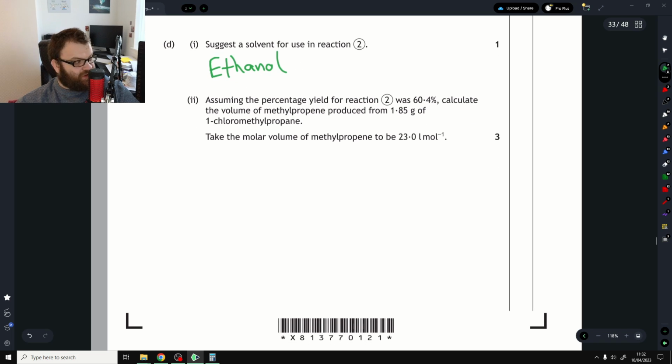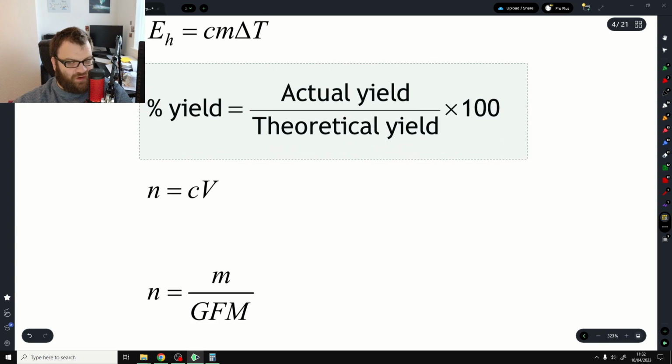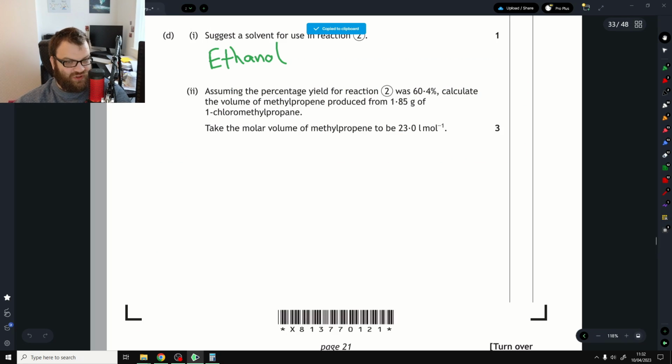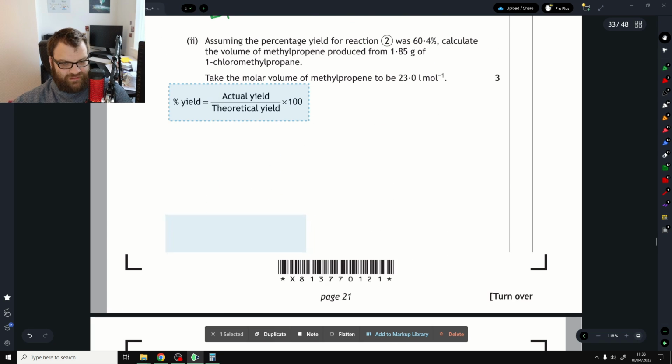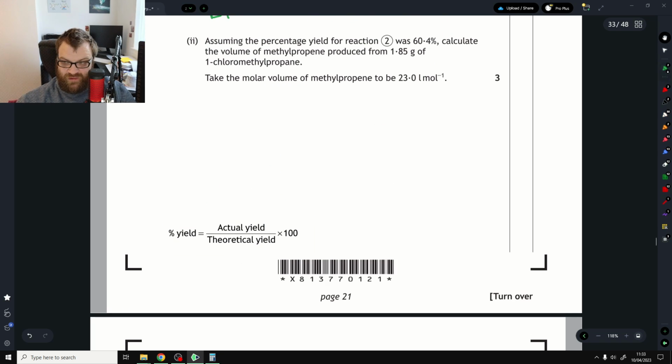Here we're asked to use a percentage yield to work out how much of the product we would produce. If you don't remember what that equation is, it is in the data booklet. We're going to be using this relationship here. I'm just going to plop that down at the bottom. So we have a reactant in 1-chloromethylpropane. We also have our product. We're asked about the methylpropane. So we're going to take our 1-chloromethylpropane.